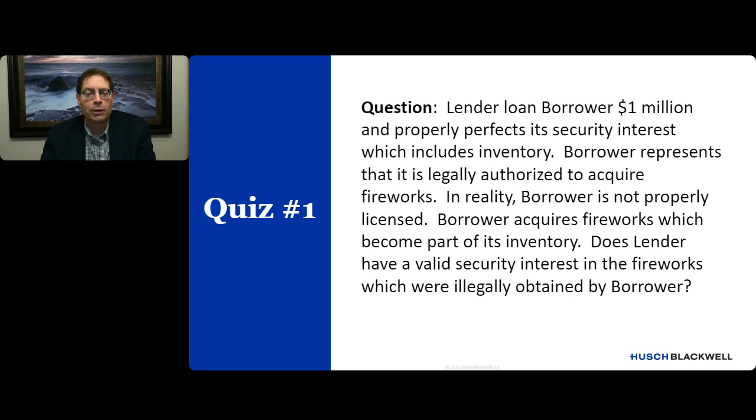The loan obviously explodes, goes bad. And after, of course, the borrower has acquired the fireworks, and then there is a challenge to the lender's lien. And the argument is that, hey, the borrower didn't legally properly have legal title or didn't legally acquire these fireworks. Therefore, the argument was that the lender's lien should not attach. And the question for you is, did the lender's lien attach?